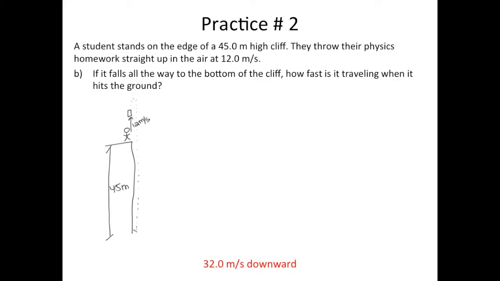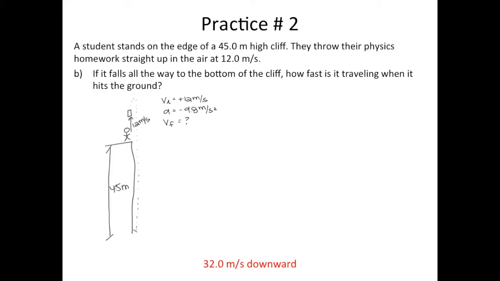Okay, so let's think about the stuff we know in this one. The initial velocity is still the same. It's positive 12 meters per second because it's thrown upward. The acceleration is still the acceleration of gravity because it's in free fall, so negative 9.8 meters per second squared. We don't know the time, but we do want to know how fast it will be traveling when it hits the ground. That'll be v final. That's what we're trying to find.